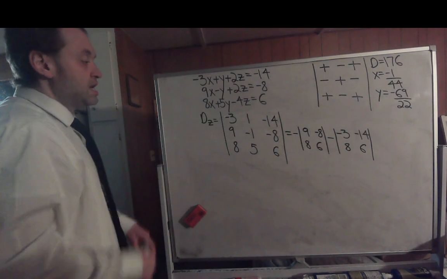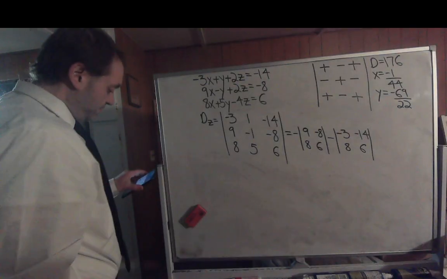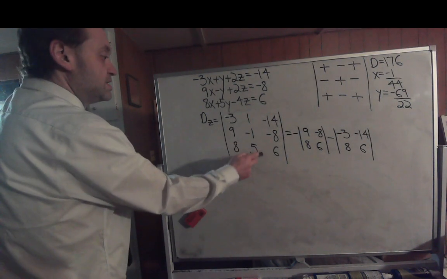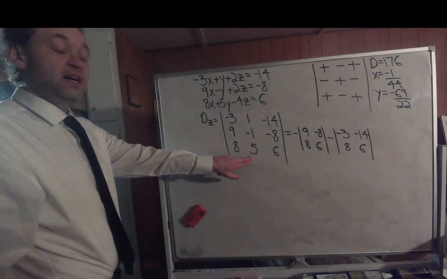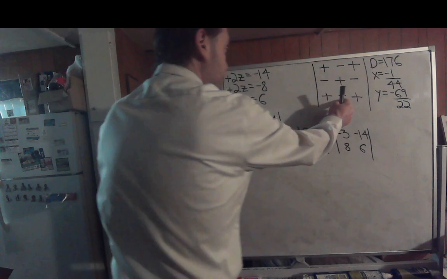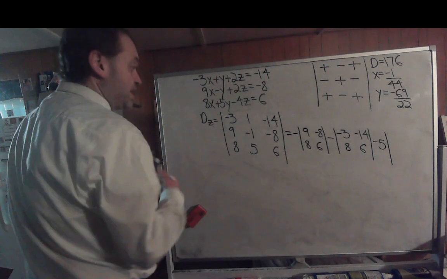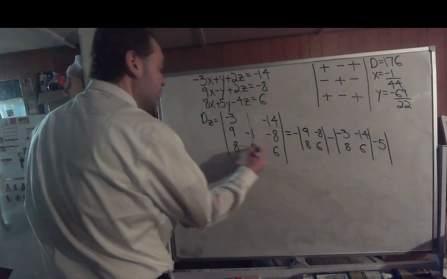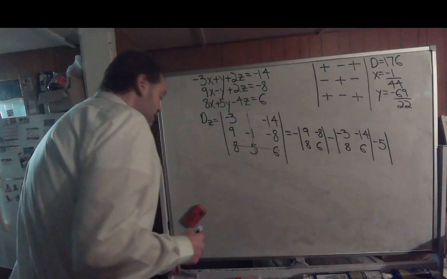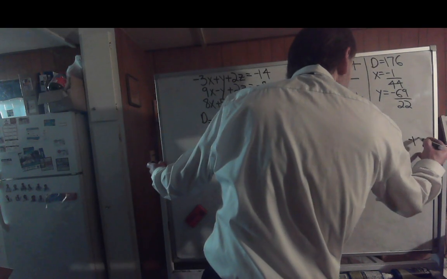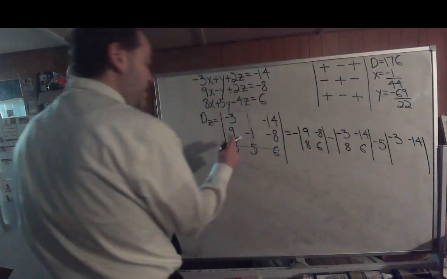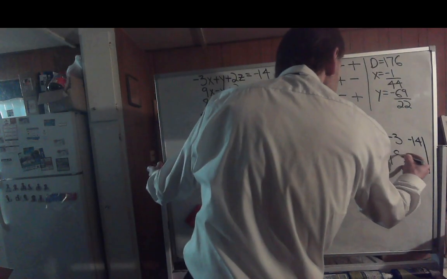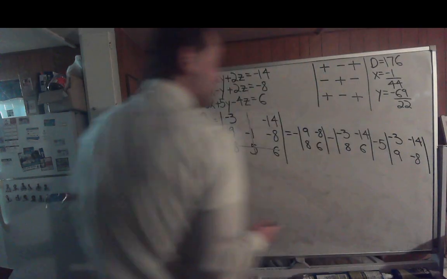Alright, negative 8 goes here. Then we have the final entry of the second column, which is a positive 5, but according to my coefficient matrix, I need to negate that. So that'll be minus 5 times the resulting determinant of when I strike out that second column in the third row. So my final determinant is going to be negative 3, negative 14, and then we'll have 9 and negative 8. All right, let's solve these determinants.